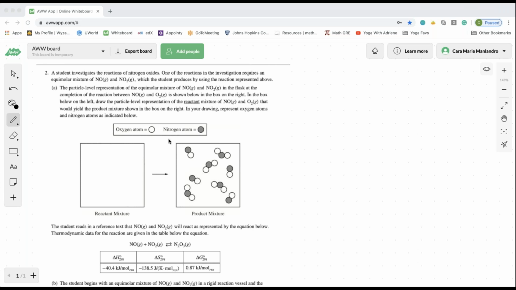Predict the reactants. Okay, so what am I looking for? I guess you're trying to predict the reactants. So they actually just want you to draw circles and fill them in. They want you to show that oxygen atoms are going to be in there, and then nitrogen and oxygen are going to be together. That's all they want. All right, that's essentially all they're going for there.